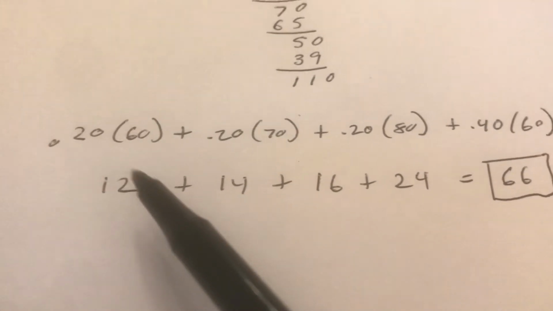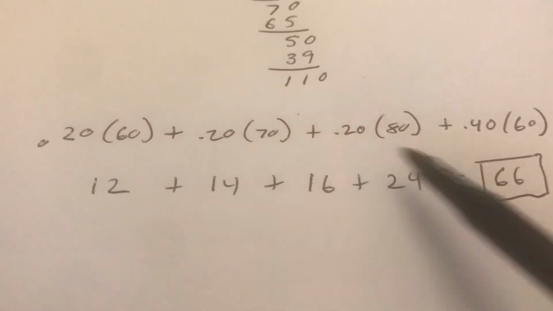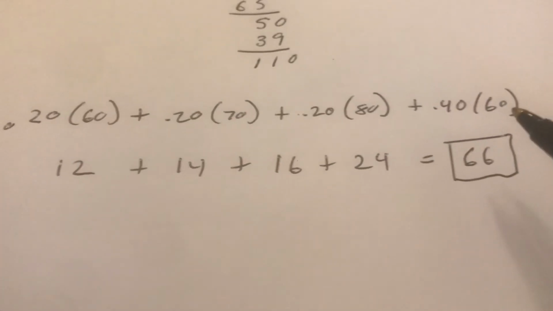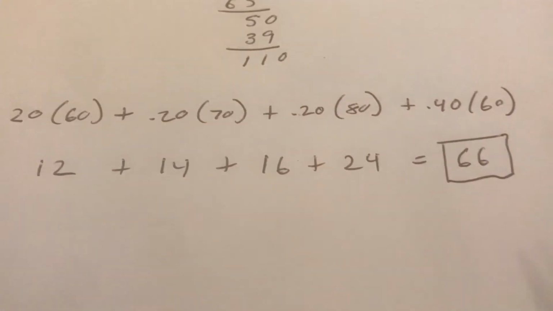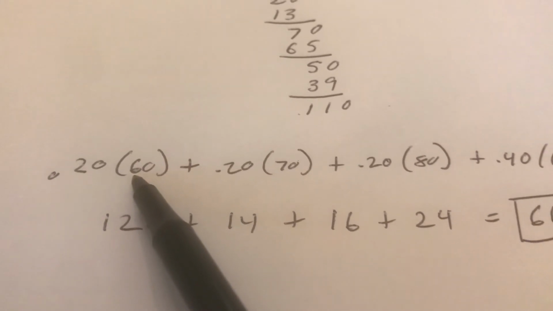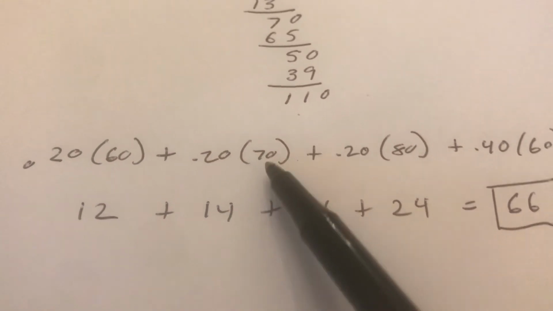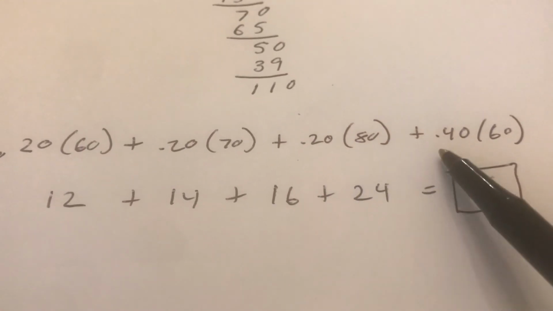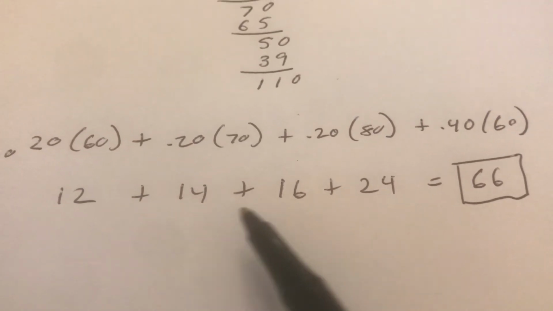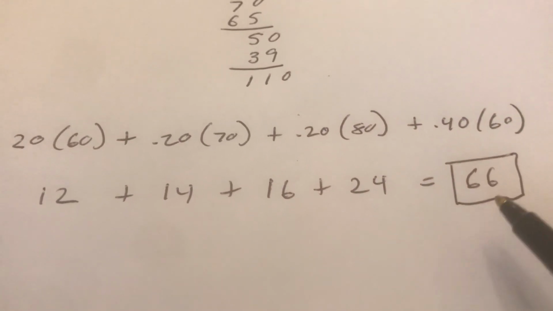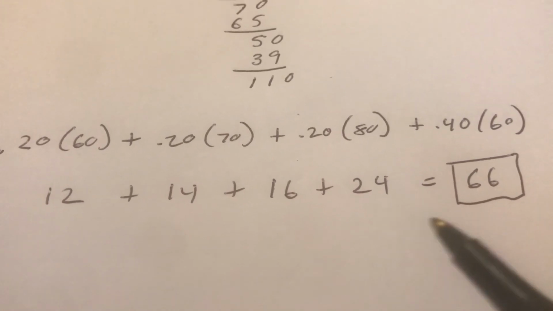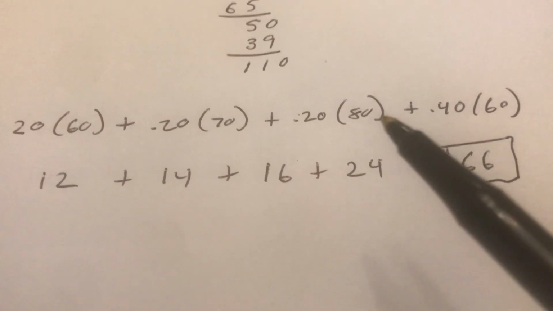Now the last example, it says the weights are 20%, 20%, 20%, and 40%, which equals 100%, which equals 1. So you would be dividing by 1 here, but I'm not going to write that. So 20% times the first test is 60, 20% times 70, 20% times 80, and 40% times 60. You multiply it out, you get 12, 14, 16, 24, 66. 66 over 1 is your average. Notice the answer is between the lowest and the highest.